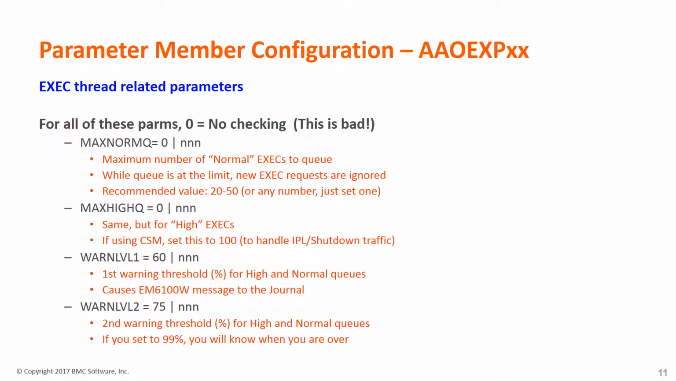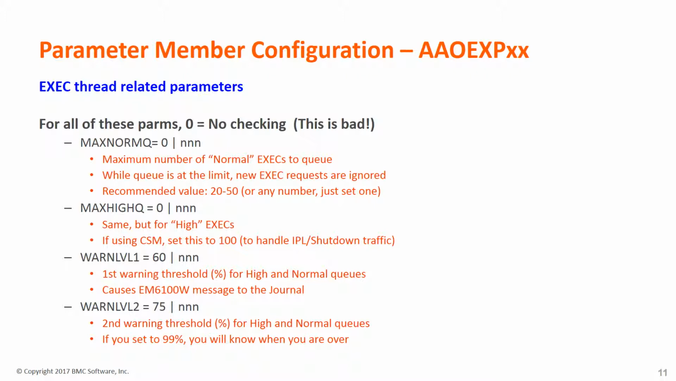AAOEXP also contains parameters related to the queuing of the execs. Max norm queue sets the maximum number of normal execs that can be queued. The default is 0, which says there is no limit. We strongly recommend you set it to some value. Usually between 20 and 50 is more than enough.